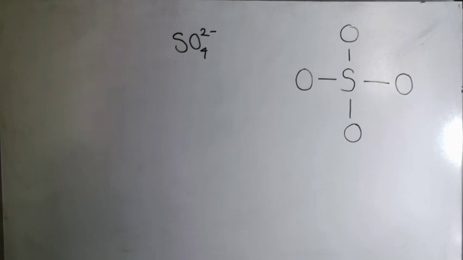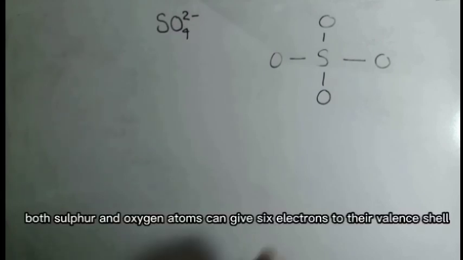we have to determine the total number of electrons that are being provided by sulfur and oxygen atoms for the bonding. Both sulfur and oxygen atoms are in group 6 of the periodic table. So each sulfur and oxygen atom can give 6 electrons to their valence shell. So let us count the total number of electrons available for bonding here.